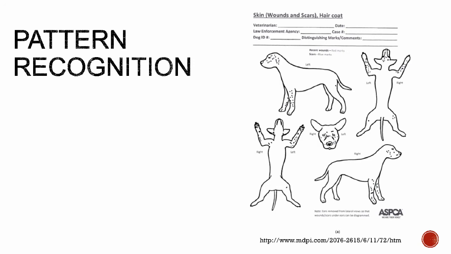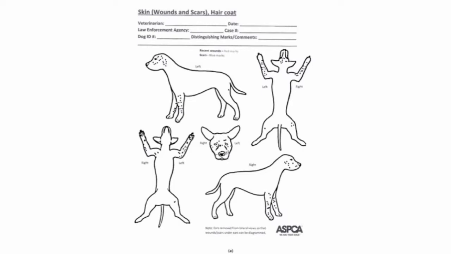Pattern recognition is key. And what I mean by this is the more cases you see, the more you know. And you start to establish this sense of what do these things look like in terms of patterns. I stole this from the ASPCA, and after sitting through some cruelty lectures, you may recognize it, but this is kind of a skin and wound chart that we'll sometimes use for just skin cases in general.